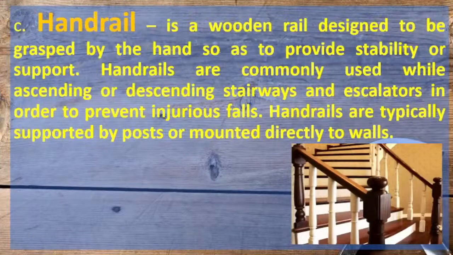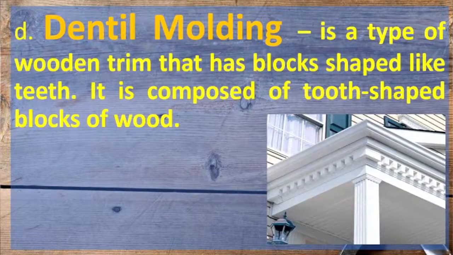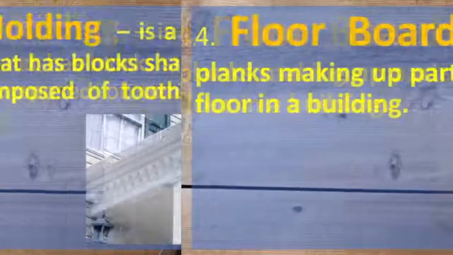Handrail is a wooden rail designed to be grasped by the hands so as to provide stability or support. Handrails are commonly used while ascending or descending stairways and escalators in order to prevent injurious falls. Handrails are typically supported by posts or mounted directly to walls. Dentil molding is a type of wooden trim that has blocks shaped like teeth. It is composed of tooth-shaped blocks of wood.